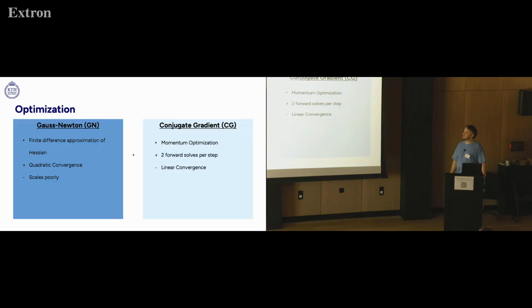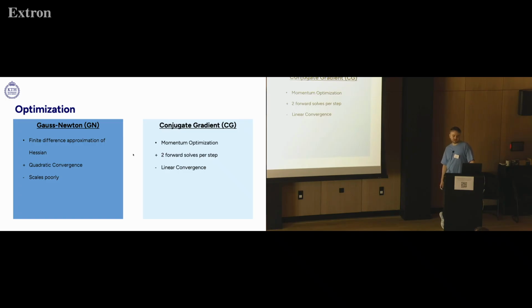So for doing the actual nonlinear inversion, you can use different optimization techniques. Gauss-Newton is, I guess, the more basic version, and it uses finite differences to approximate the Hessian. It's quadratically convergent in theory, but it scales very poorly because you need to do one forward solve per material degree of freedom. So if you have a whole brain, that's terribly expensive.